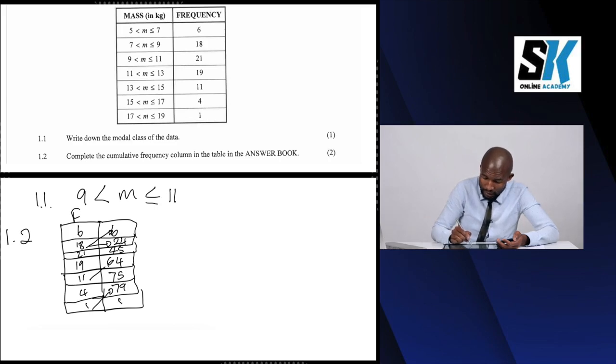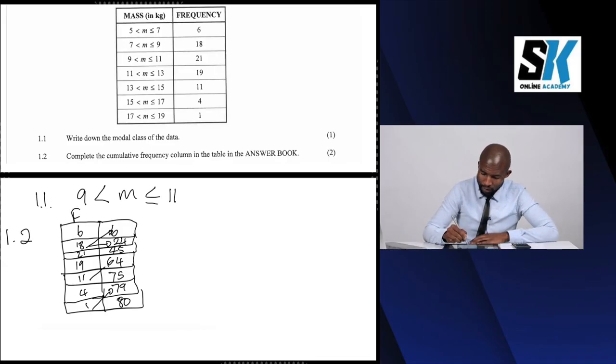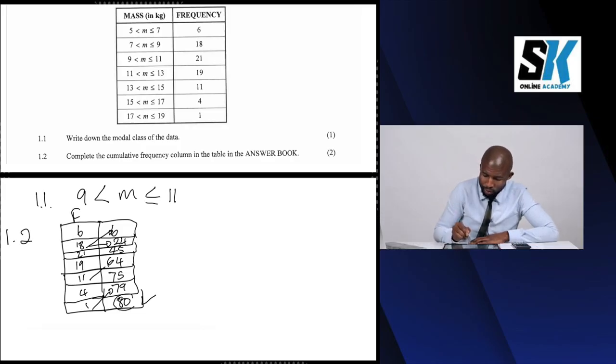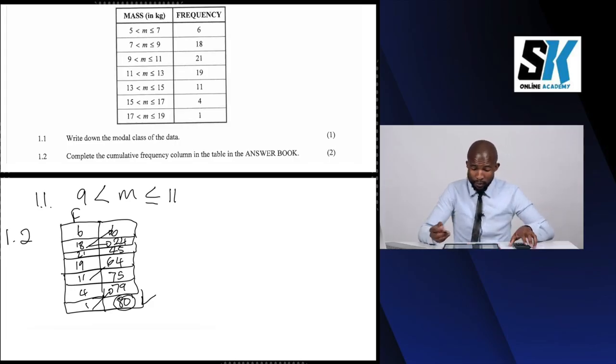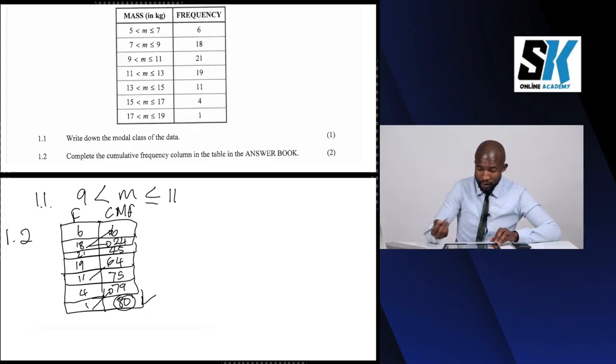Then we get 80. One other thing you need to be careful of is that the last value of your cumulative frequency column has to be equal to the number of data values given. They said that we have 80 learners, and the last number is also 80. So that means your cumulative frequency is correct.